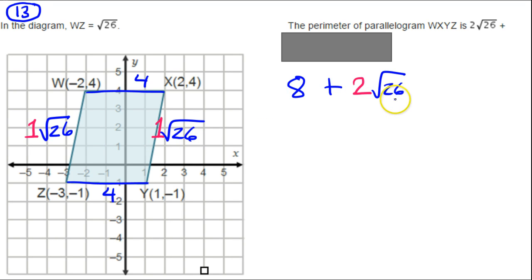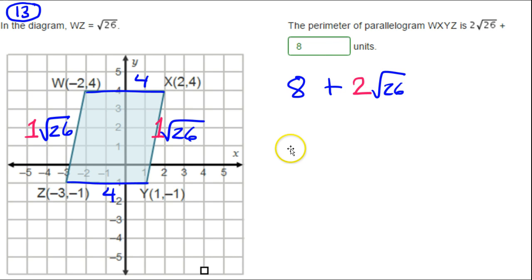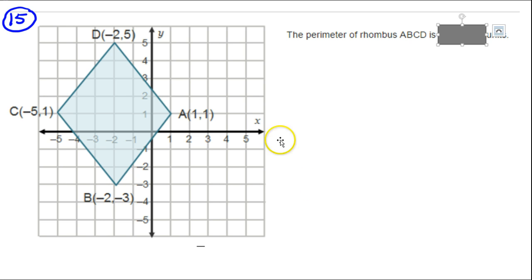So this is the perimeter. So we have radical 26 plus what? Should be radical 26 plus 8. Okay, and that's why they're saying 8. All right, this will be the last problem, and it is one more perimeter problem. Now we're told that this is a rhombus, and we're being asked to find the perimeter.